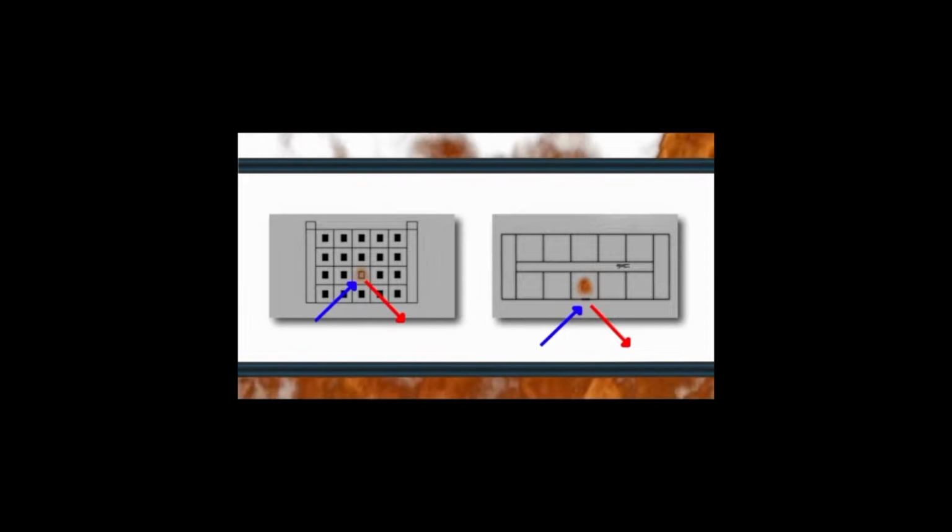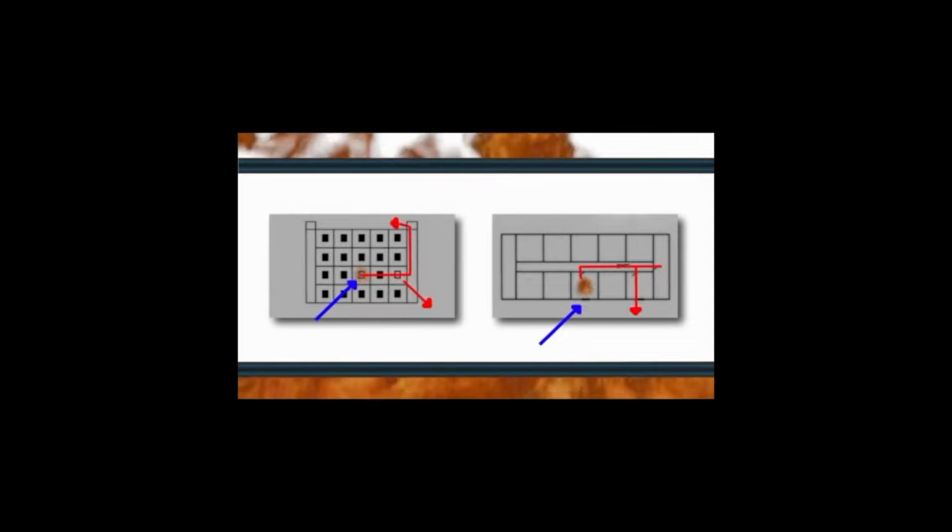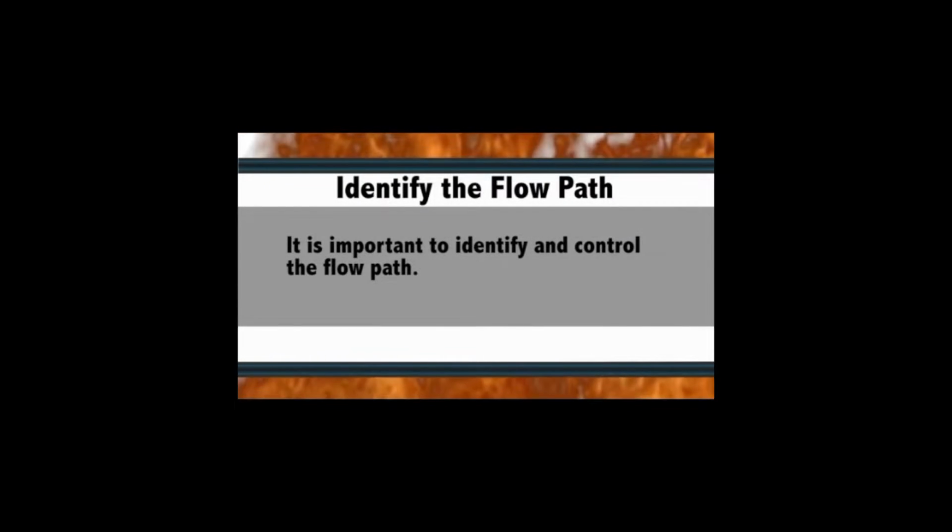If we place that same fire deeper inside a structure, we have to be concerned about where the fire is going to get its fresh air and where it's going to be moving the hot gases of combustion. You could have a situation where you have several flow paths within a structure depending on the ventilation. When you're conducting fire operations, you want to try and identify and control the flow path, or at least understand the flow path and adjust your tactics accordingly.